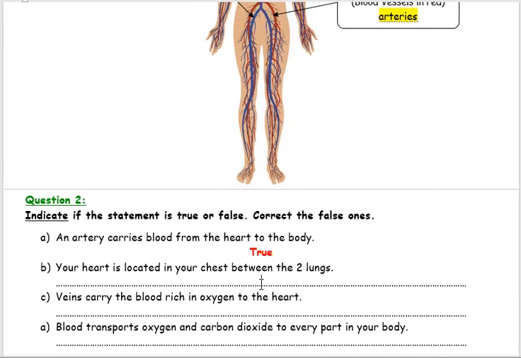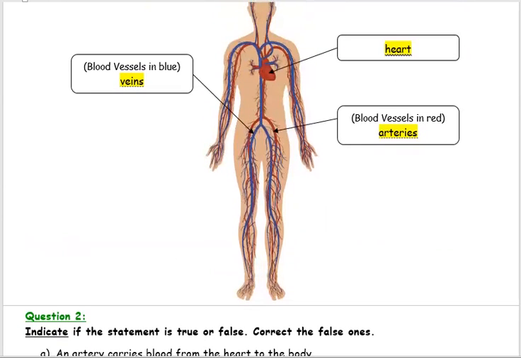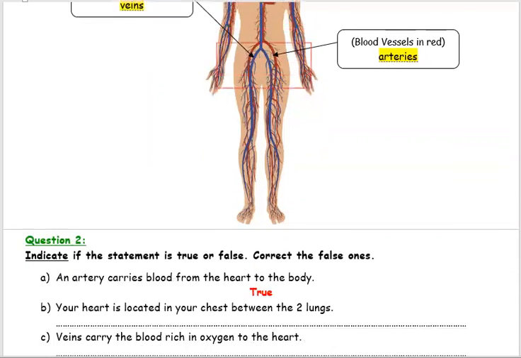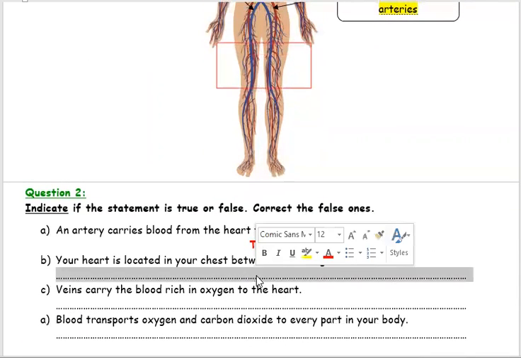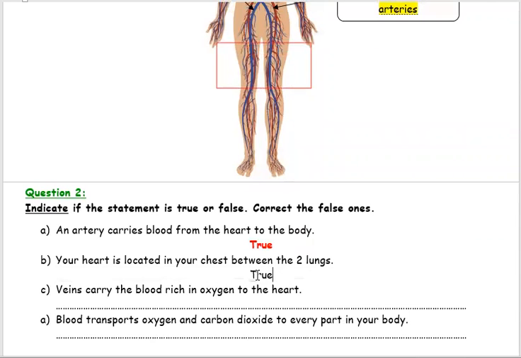Your heart is found in the chest between the two lungs. Where is the heart found? It is found in the chest between our two lungs, a little bit to the left. So this statement is also correct.